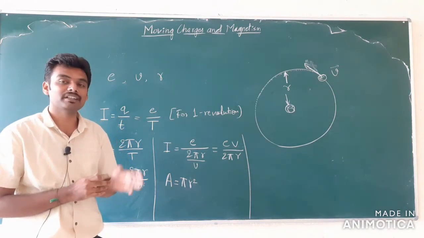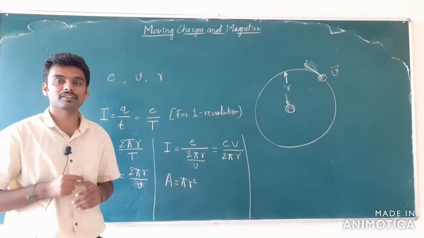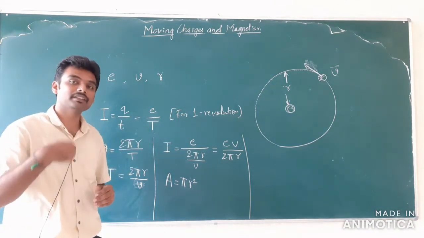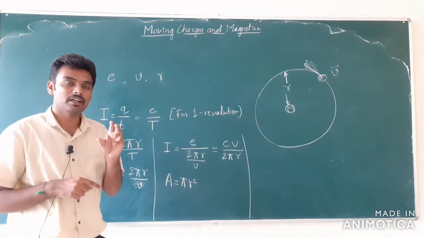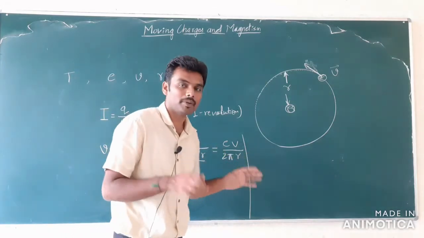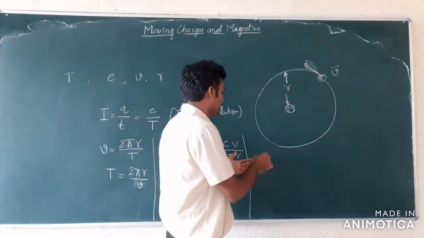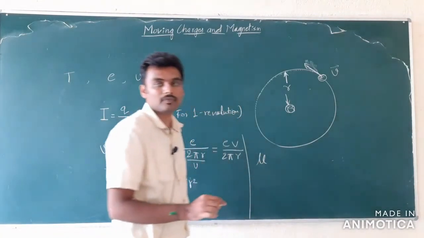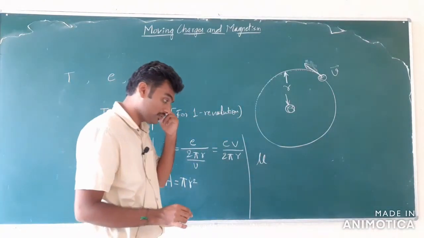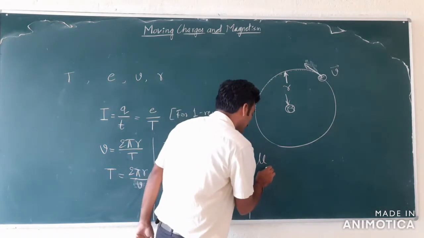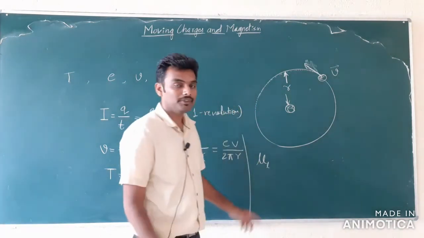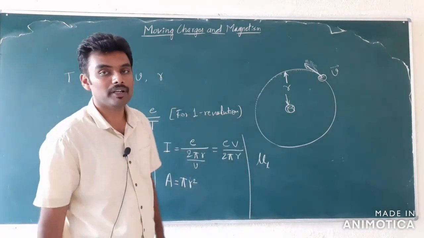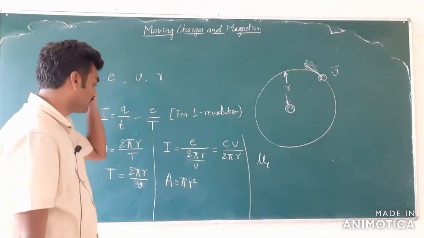Magnetic dipole moment is generally expressed as small m, but for the hydrogen atom, when I take the electron in its orbit, we express the same magnetic dipole moment not using m, but using mu L. I'll tell you why: we'll express mu in terms of L. What is L? Angular momentum. We'll see that now.